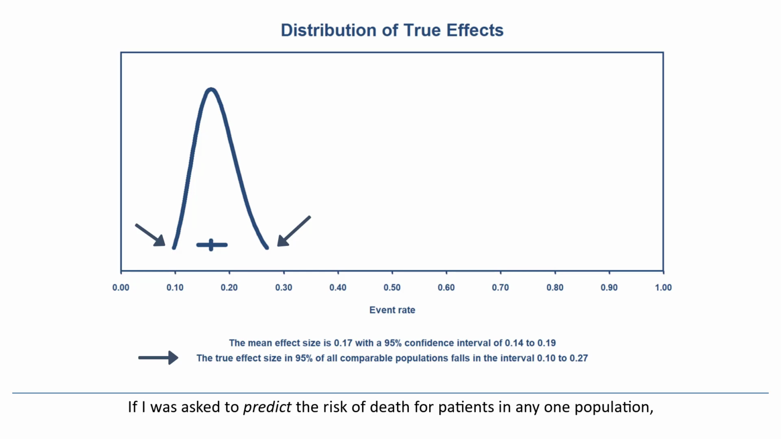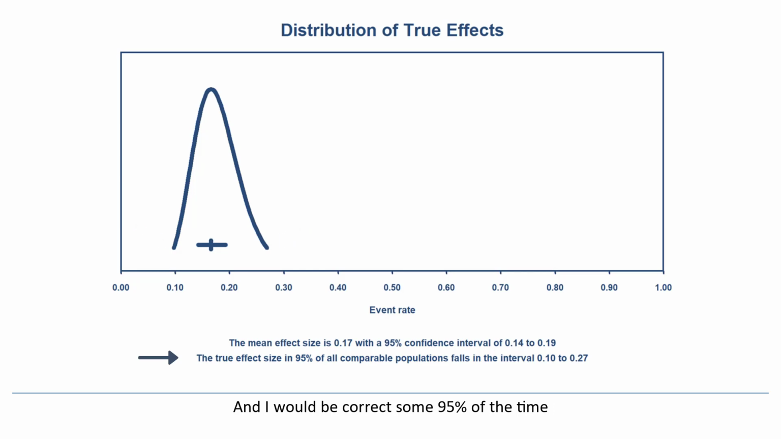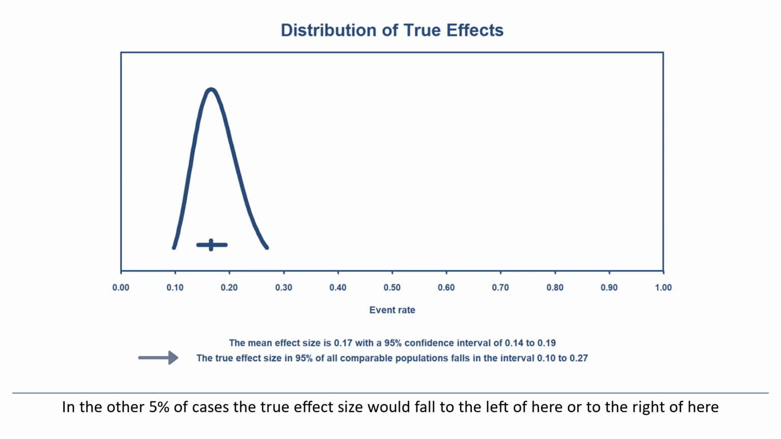If I was asked to predict the risk of death for patients in any one population, selected at random from the universe of populations comparable to those in the analysis, I would predict that the risk would fall in this interval, and I'd be correct some 95% of the time. In the other 5% of cases, the true effect size would fall to the left of here or to the right of here.